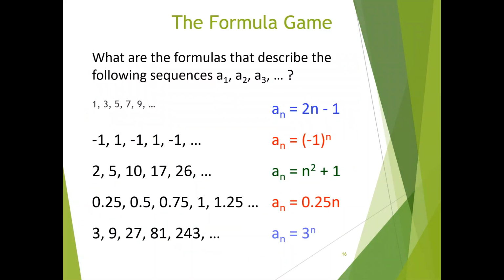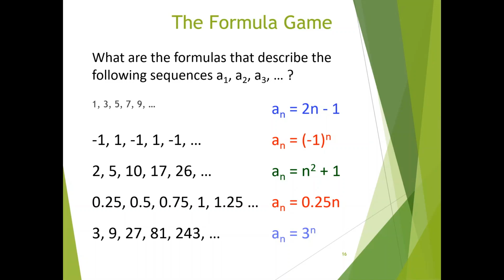The formula game. In the given examples, we have to find the nth term of the sequence by using the arithmetic common difference or the geometric rule. The first example gives 1, 3, 5, 7, 9, etc. Here an is equal to 2n minus 1, which has the common difference value 2. So we have to find the nth term by using the arithmetic common difference.